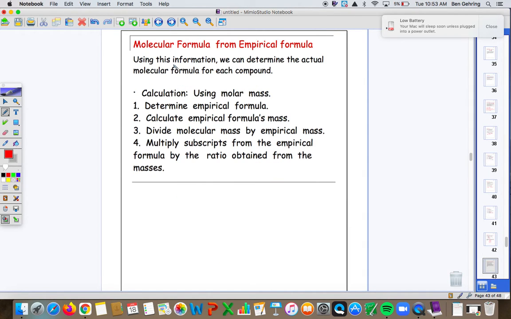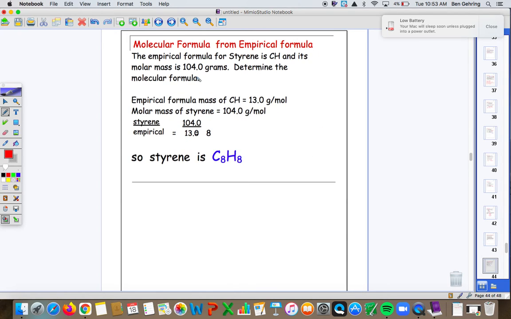Okay, now if we're going to determine our molecular formula from the empirical, this time we can use the molar mass. We can determine the empirical formula, which we've already done. Then you're going to calculate your molar mass or formula mass for your empirical formula. You're going to divide your molecular mass by the empirical mass and multiply your subscripts from the empirical formula by the ratio obtained from the masses. So let's try this out. The empirical formula for styrene is CH. Its molar mass is 104 grams.